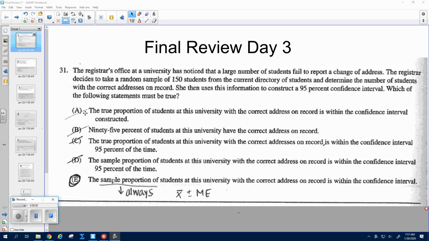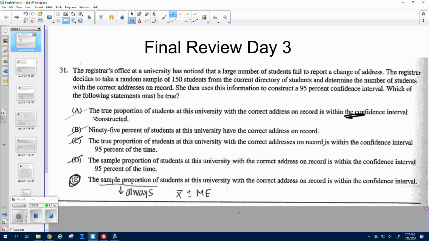All right, you guys, number 1 should be E. So we should probably talk about a lot of these. A says the true proportion of students at this university with the correct address on record is within the confidence interval constructed. So the one constructed, we're not sure if the true P is in it or not, right? There's either a 100% chance it's in it or a 0% chance. We don't know which one.